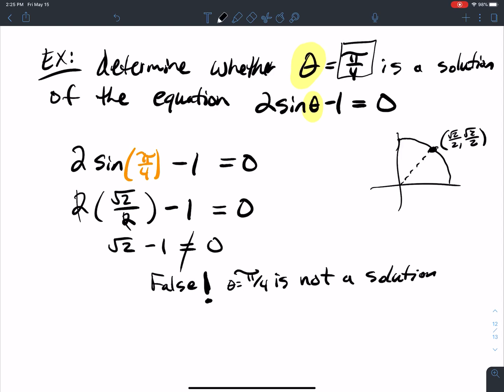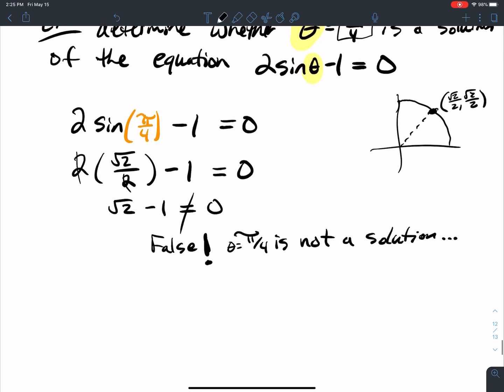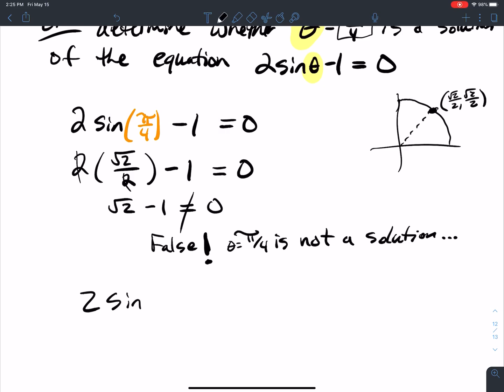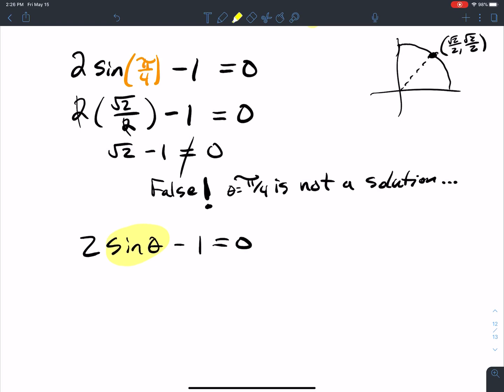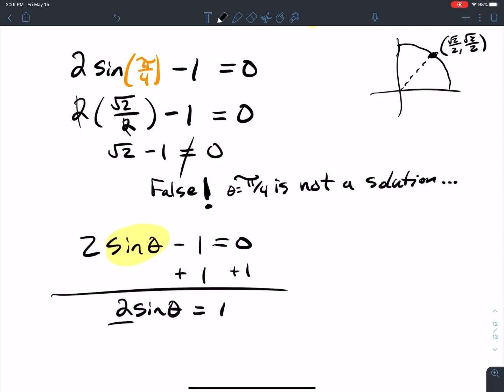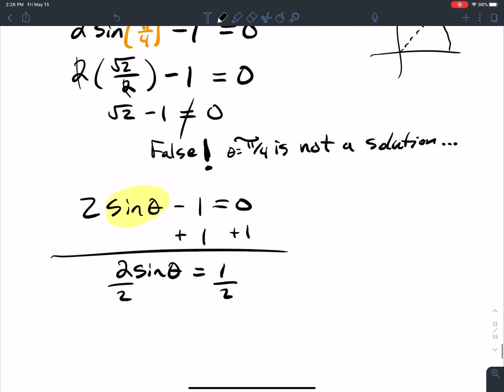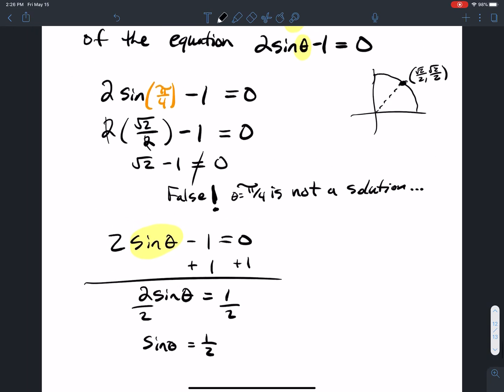Well, how in the world are we going to figure out what a solution might be? Well, one thing we could do, we could try to solve for theta. So I have 2 sine theta minus 1 equals 0. How do I start solving for theta? I want to try to get sine by itself. So what am I going to do first? I'm going to add 1 to both sides. So I have 2 sine theta equals 1. Then I'm going to divide by 2. And so what does that get me? That gets me sine theta is equal to 1/2. What value gets me 1/2?